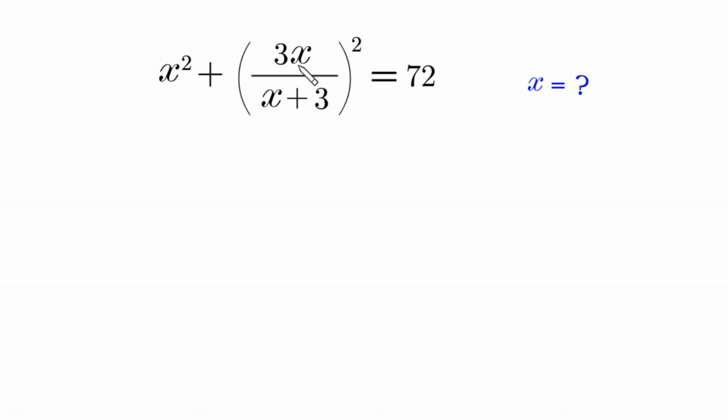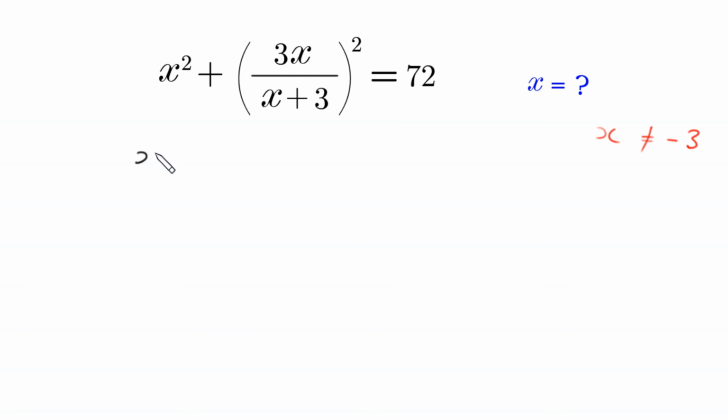X squared plus (3x over x plus 3) whole squared is equal to 72. Our job is to find all possible values of x. So let's start. Since this x plus 3 is in the denominator, x cannot be equal to negative 3.